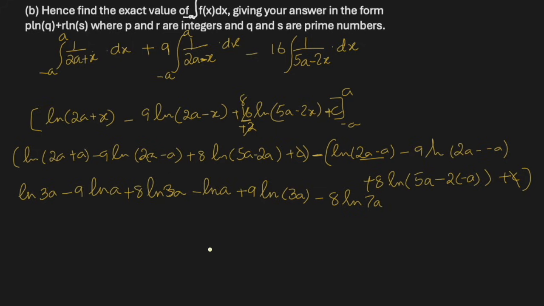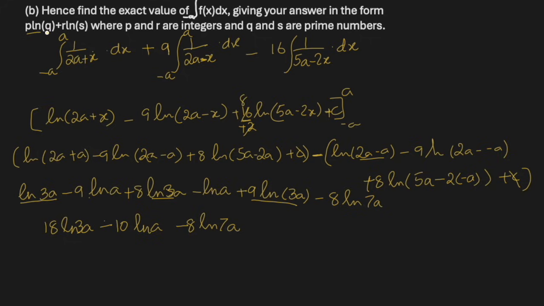Yeah, that's it. Natural log of 3a, this is 3a and this is 3a. So how much does this become? 1 plus 8 is 9, 9 plus 9 is 18, 3a. Okay, now natural log of a and natural log of a, 9 minus 1 will become minus 8. So there are two of them, both are negative. So minus 10 natural log of a minus 8 natural log of 7a.